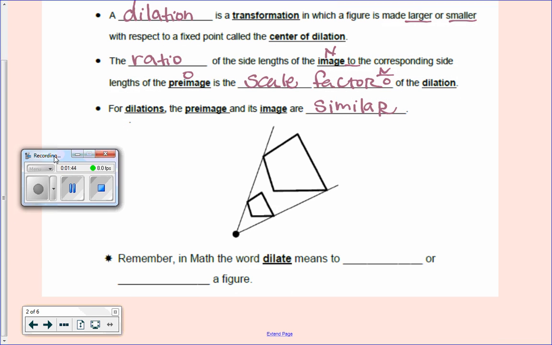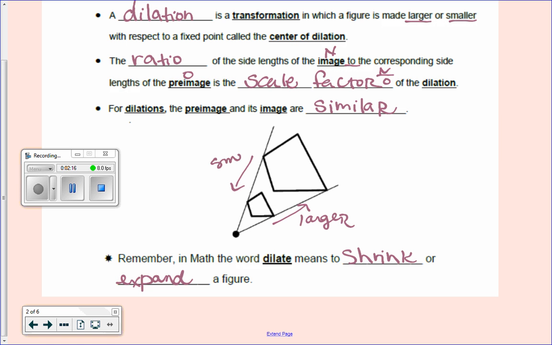Remember in math, the word dilate means to shrink or expand a figure. So in this example here of 2 figures, you can see the smaller one getting larger. Or if we started out with the larger one, it's getting smaller. Okay? And this point is just your center of dilation. Okay?